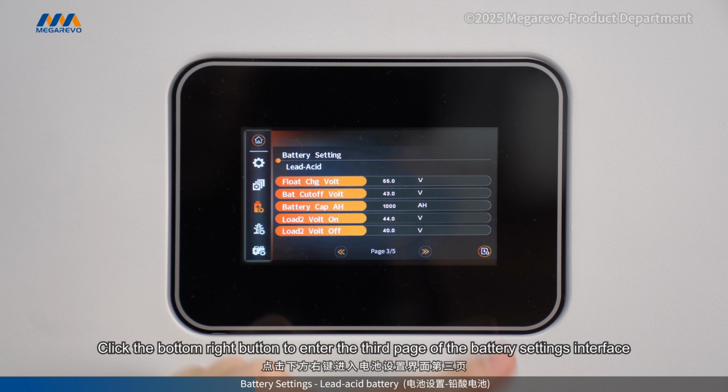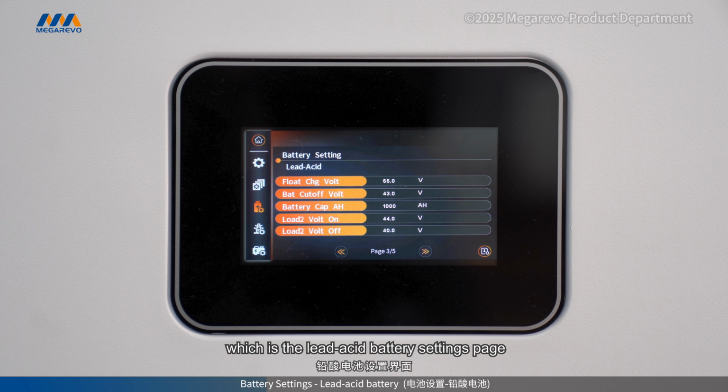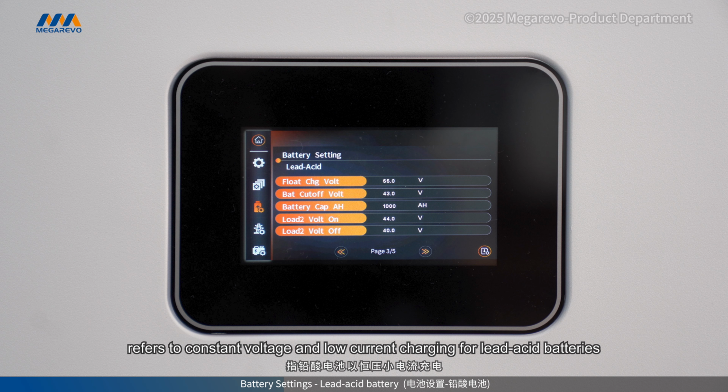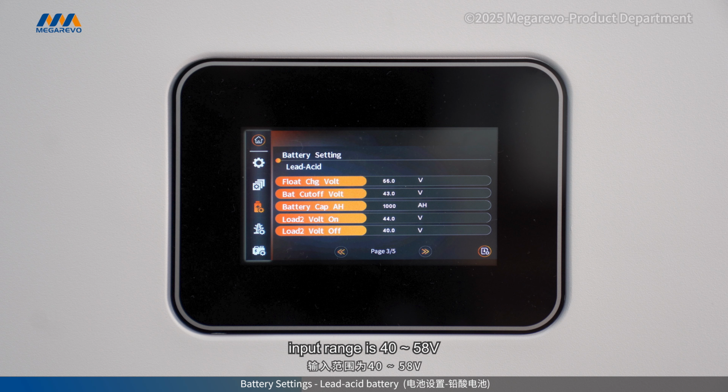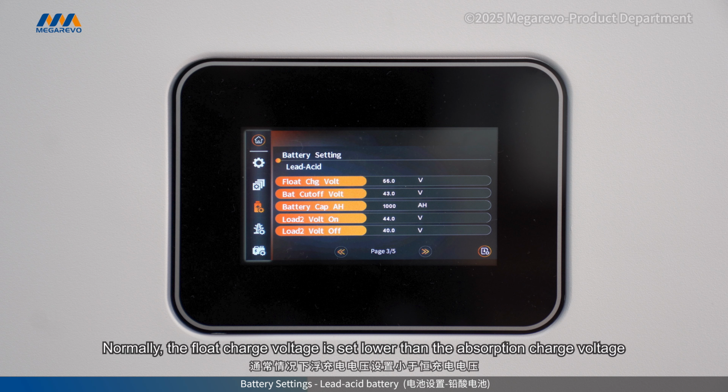Click the bottom right button to enter the third page of the battery settings interface, which is the lead-acid battery settings page. Float charge volt, float charge voltage, refers to constant voltage and low current charging for lead-acid batteries. Input range is 40-58 V. Normally, the float charge voltage is set lower than the absorption charge voltage.